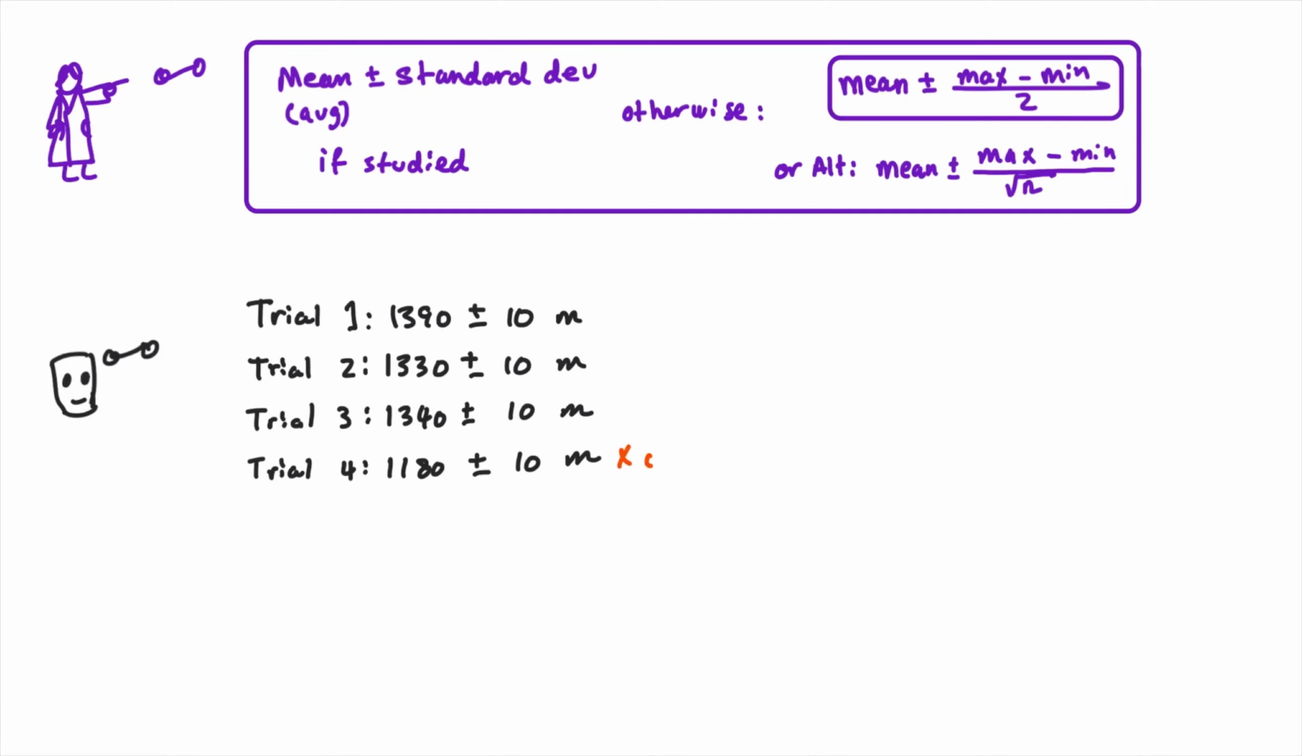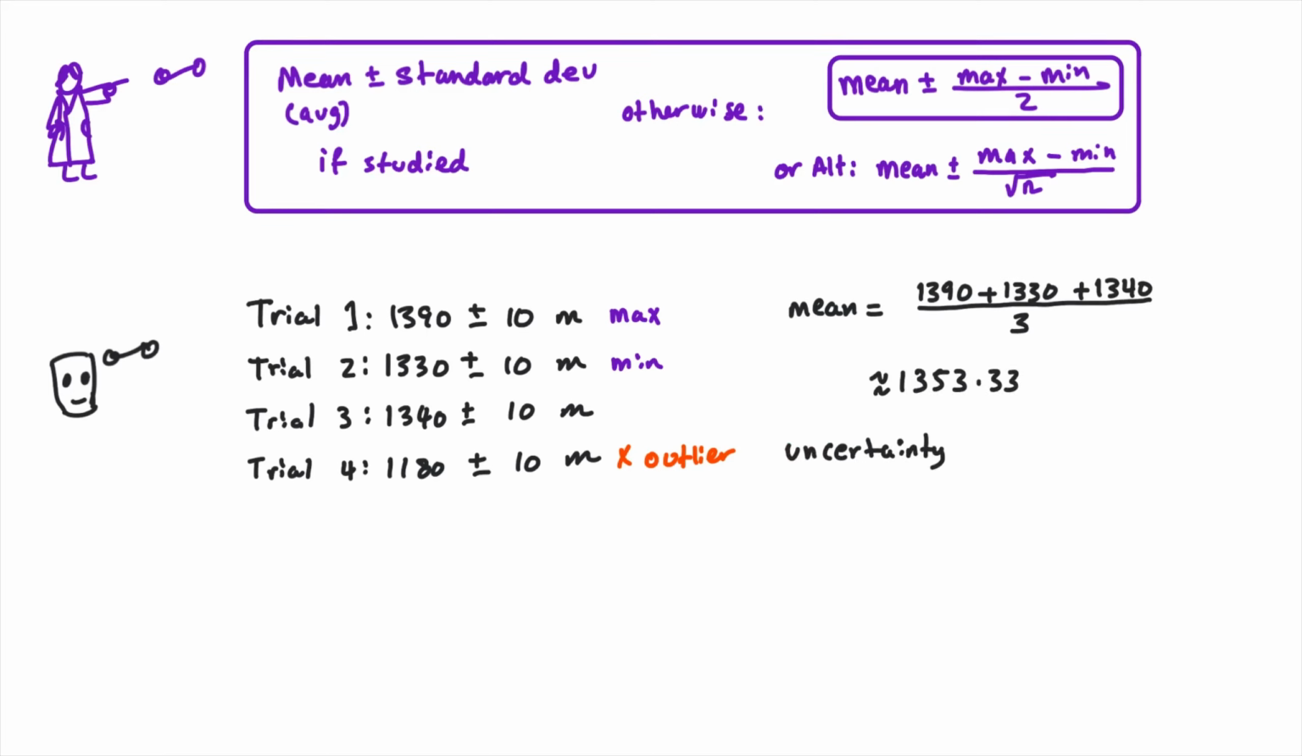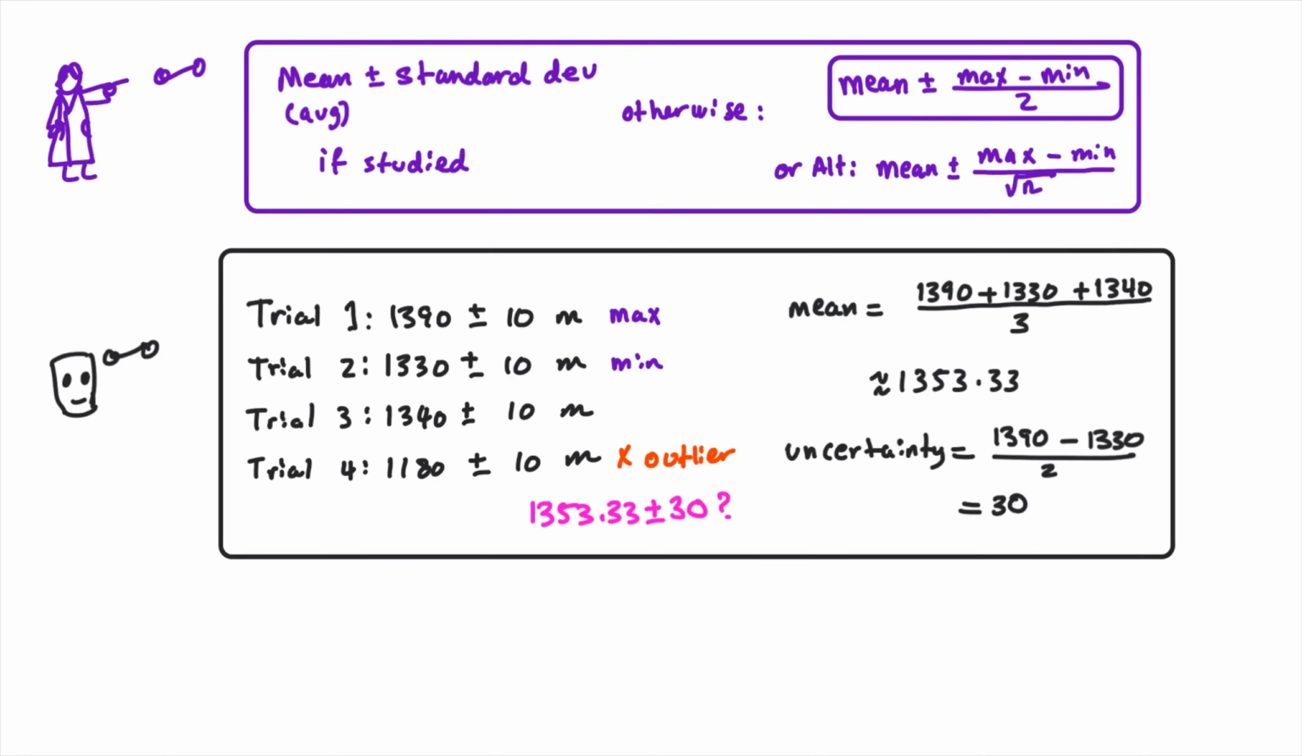Robo now identified the max and min numbers to be from the first and second trials respectively. Robo used the average formula to find the mean. Robo then used the max minus min divided by 2 formula to find the uncertainty of the value to get 1353.3 repeated plus or minus 30.